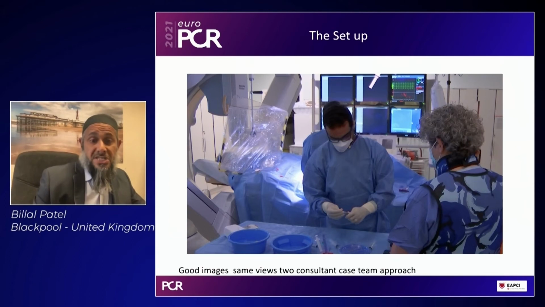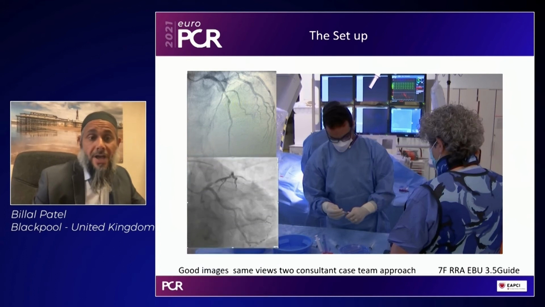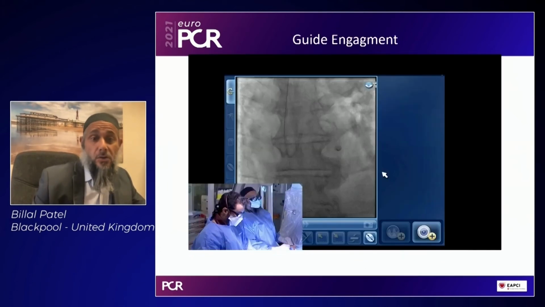It's a 2-consultant procedure, and we have good images from the previous angiogram performed at a different time. We used a right radial approach in this gentleman with an EBU 3.5 guide. The working views we were using were the PA cranial view, and we also had a PA caudal view and RAO caudal. If you see in the center of the picture, we've printed out these pictures and we're going to be working in exactly the same angles.